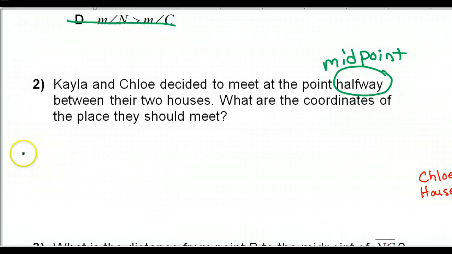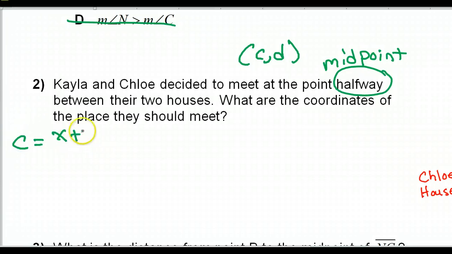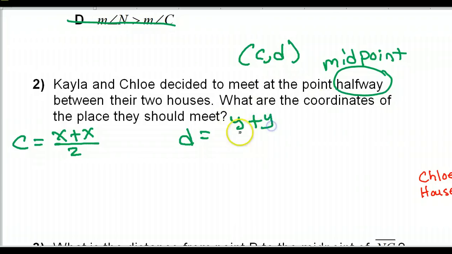of things. So remember that if the midpoint is C, comma D, then we would find C by doing the average of the x's, x plus x divided by 2. And the D value, the y value, is going to be the average of the y values. So y plus y divided by 2.